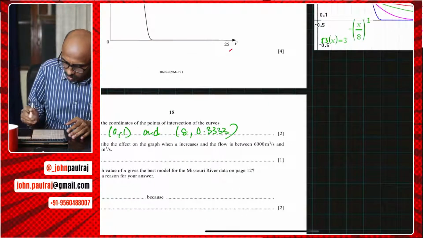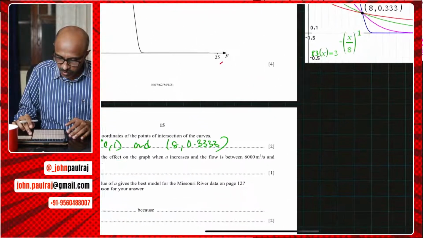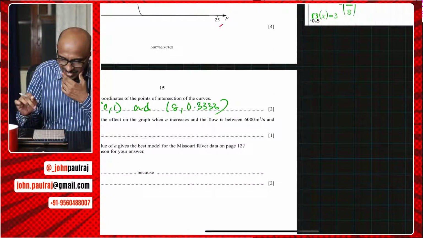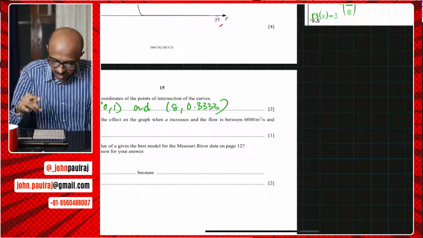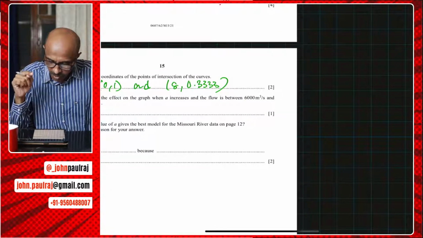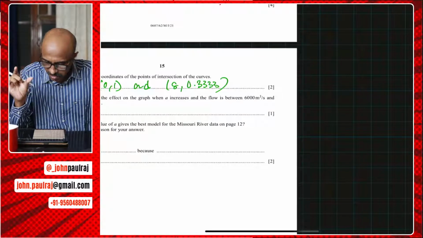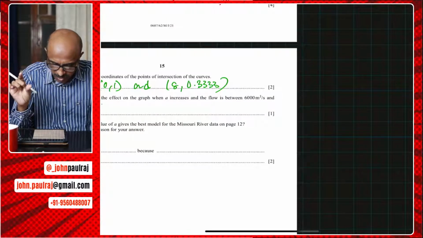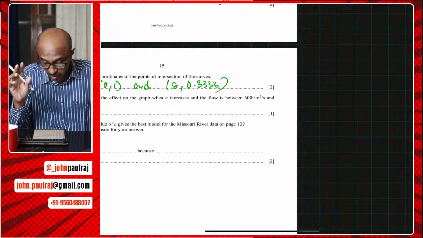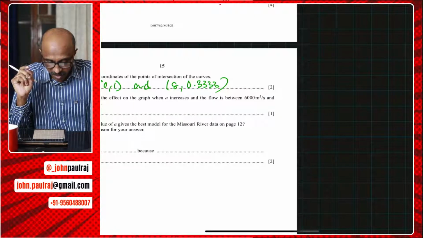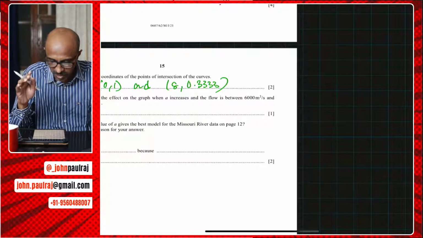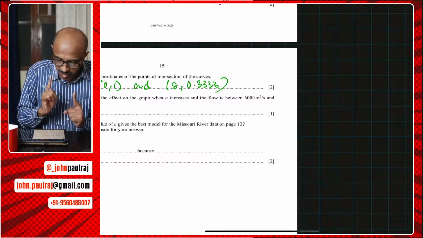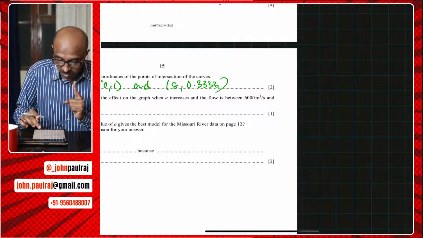0.3333. Those are the 2 points of intersection. So we've done those 2 questions, and now part 2 says: describe the effect on the graph when A increases and the flow is between 6,000 meter cube per second and 8,000 meter cube per second. Describe the effect on the graph when A increases and the flow is between those 2 values.